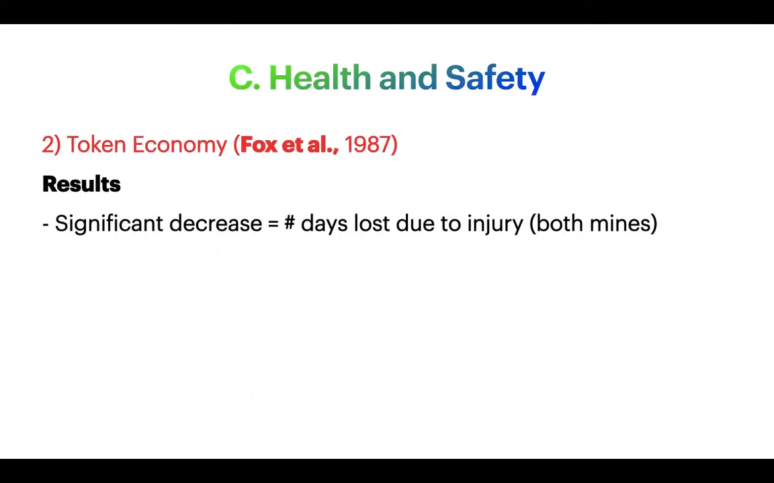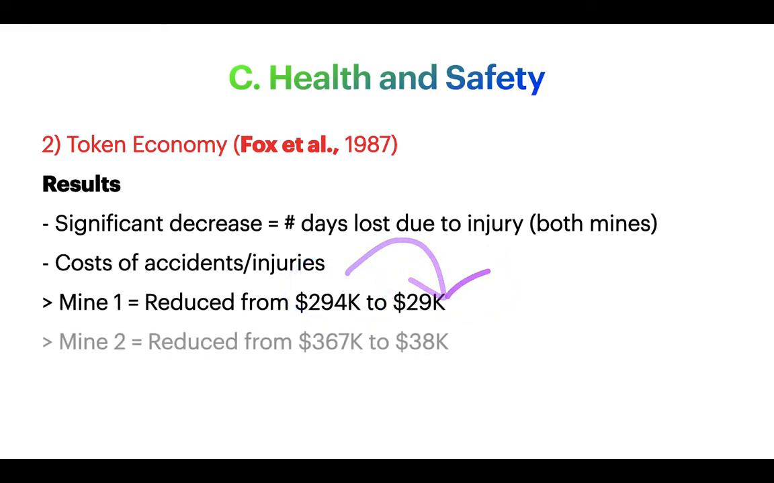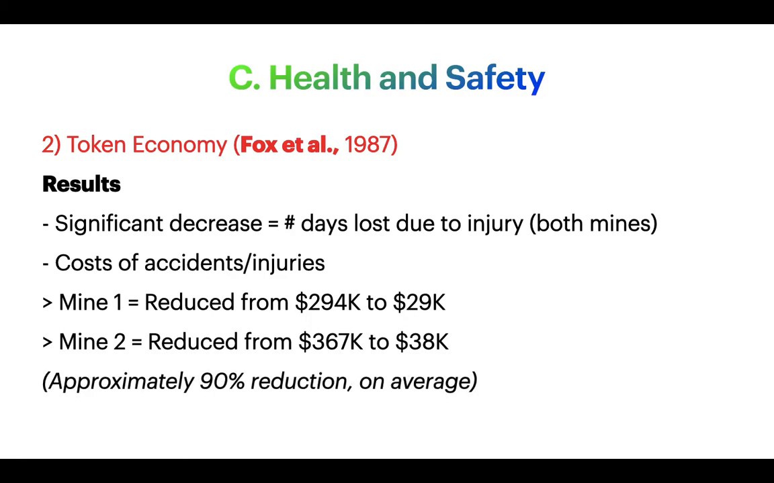There was a significant decrease in the number of days lost due to injury for both mines, significant decrease. Cost of accidents and injuries went down. In mine number 1, it was reduced from 294,000 to 29,000. It's a huge reduction. Imagine all the money you save the company. In mine number 2, they reduced the cost from 367,000 to 38,000. Huge reduction again, right? Approximately a 90% reduction in cost of accidents and injuries on average, just thanks to the stamp reward system, token economy system.